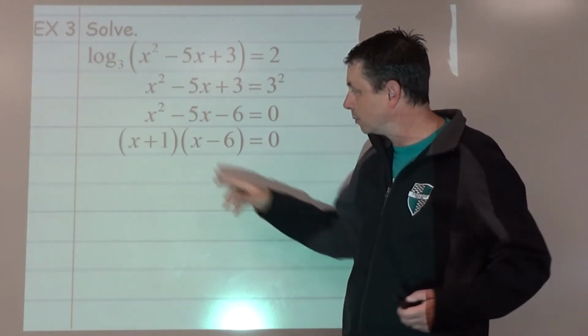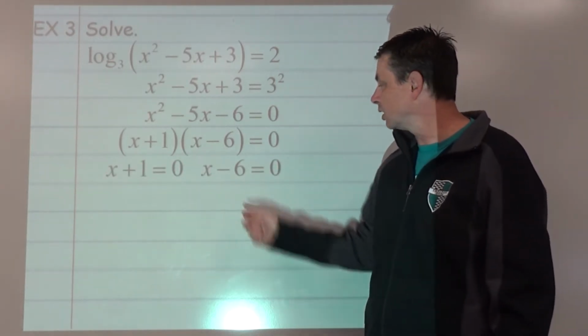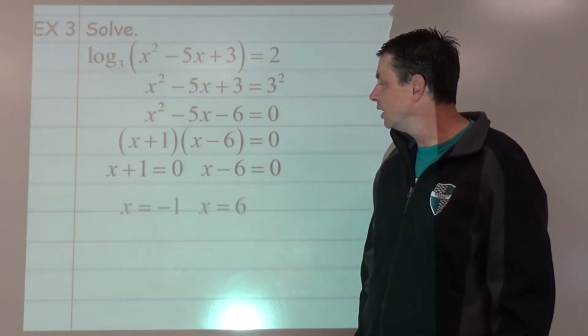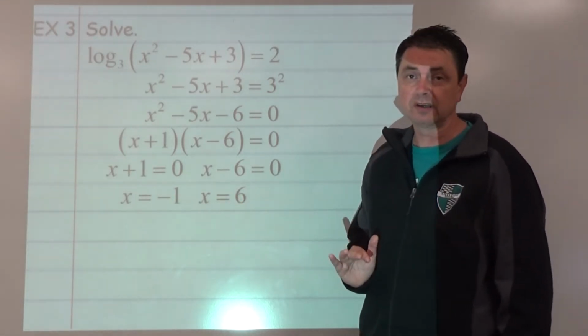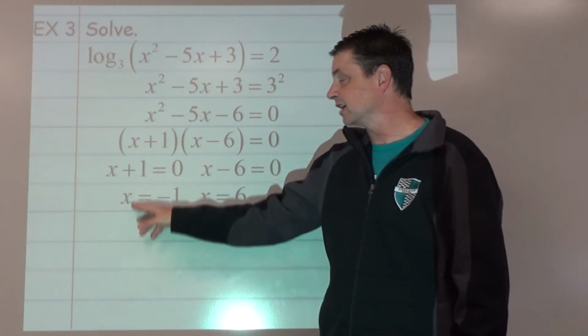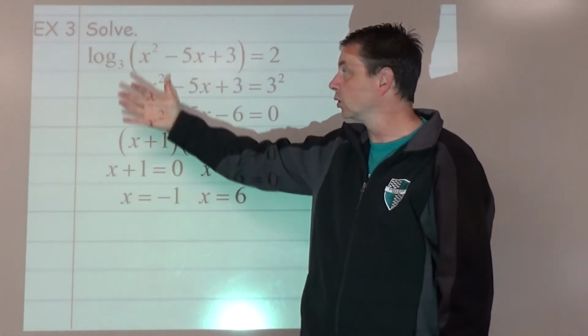All right, we're going to split them apart. Use the zero product property. X plus 1 equals 0. X minus 6 equals 0. We get possible solutions of x equals negative 1 and x equals 6. We're going to be very suspicious, especially of the negative. We're going to have to plug it back in to see if it's okay.